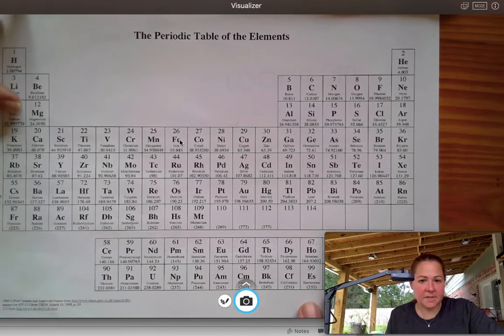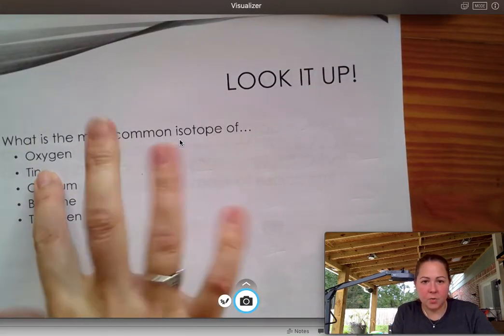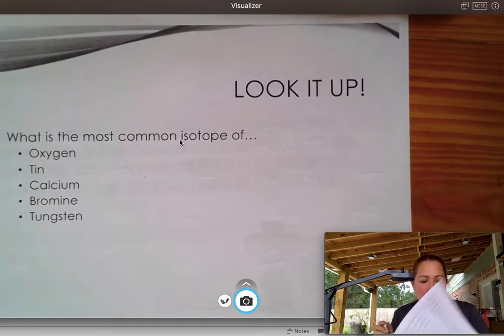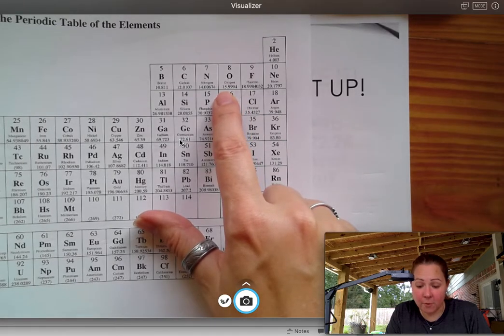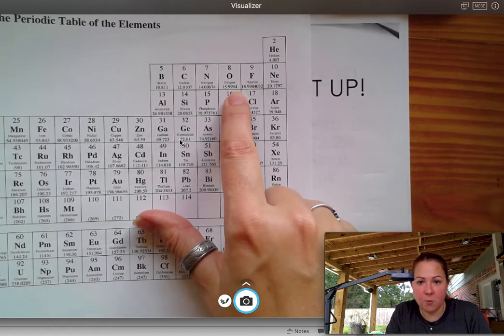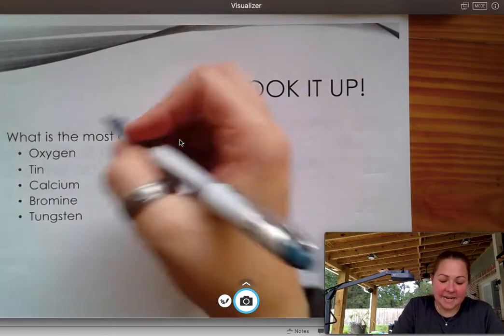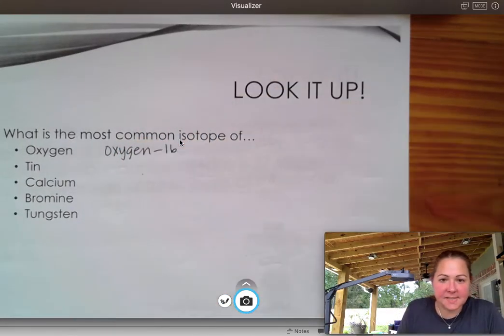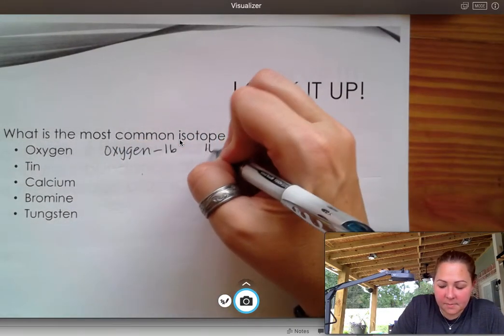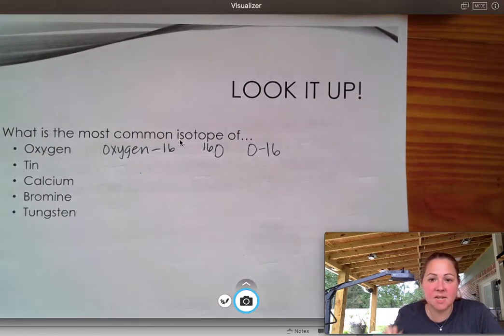We're going to look up oxygen first, because we want to know the most common isotope of oxygen. Oxygen on the periodic table has a mass that's an average of 15.9994. When we round that to a whole number, that is 16. So you can write it like this, oxygen-16. You can write it as a symbol, O16, or like this, O-16. That is all the same answer.